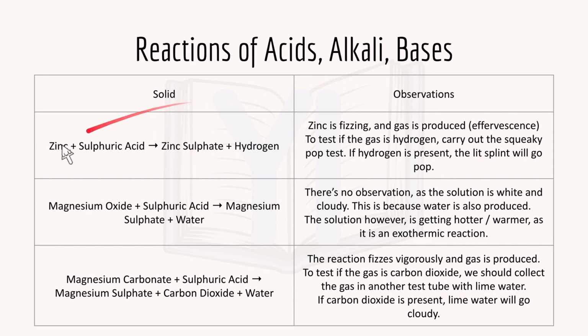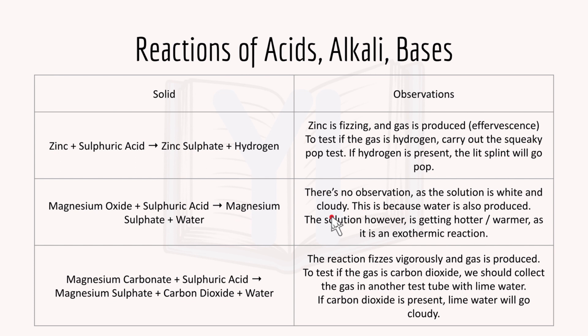Then we have reactions of acids, alkalis and bases. For the solids we have zinc, magnesium oxide and magnesium carbonate, and you can see each reaction: zinc plus acid is MASH, metal plus acid, then metal oxide plus acid, and metal carbonate plus acid. For the first one, MASH, zinc is fizzing and gas is produced, which is called effervescence. To test if the gas produced is hydrogen, carry out the squeaky pop test.